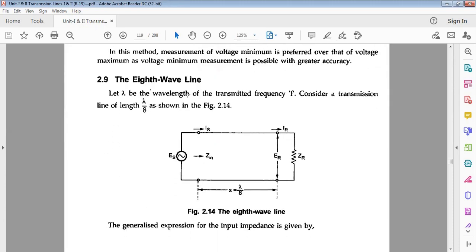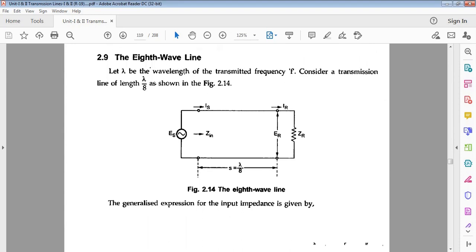So first of all, you can see the eighth wave line. Eighth wave line means a length of lambda by 8. Let lambda be the wavelength of the transmitted frequency f. Consider a transmission line of length lambda by 8. Let us assume this is a transmission line. At the load end, there is a ZR. At the input side, that is Zin.